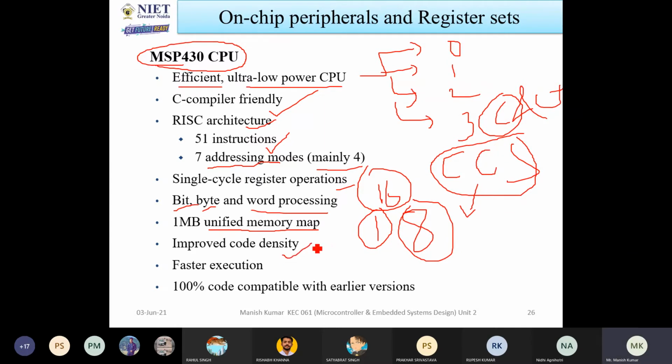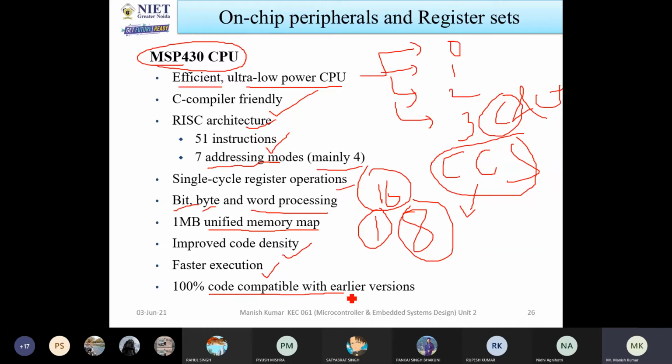And also it has improved code density. Yesterday I talked to you about what code density is. With fewer instructions or a smaller program, you can do various types of jobs. Now it has faster execution. If it is faster execution, it means the time taken by this controller is very less. So that's why you can say it is more efficient and very good.